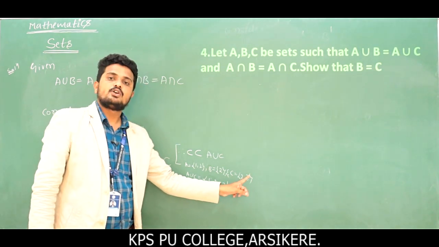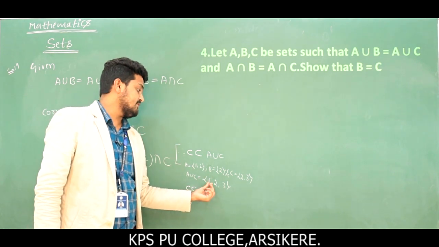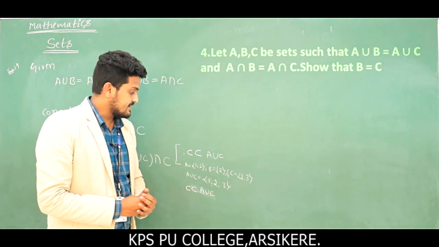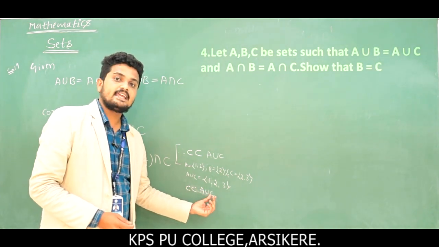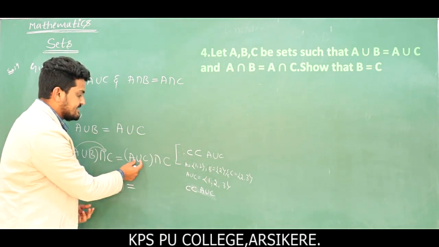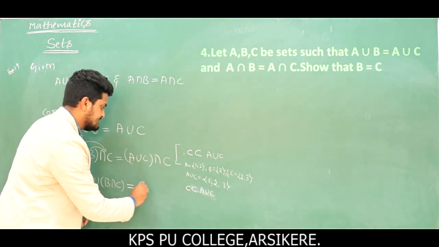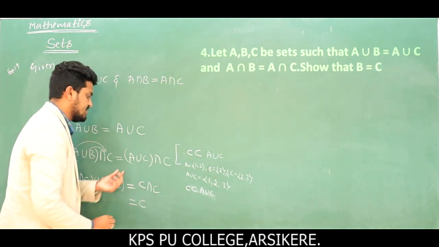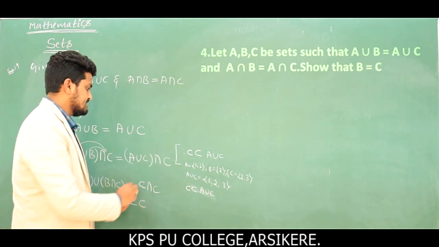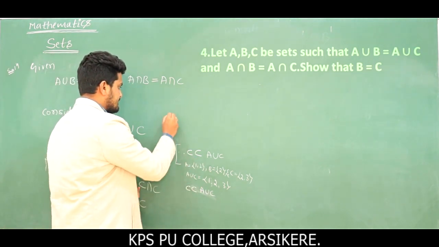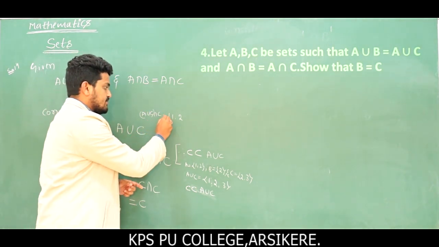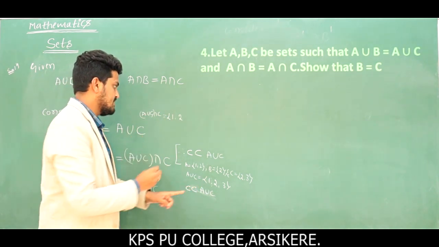What is in C? 2, 3. But what is in A union C? 1, 2, 3. So compared to C, A union C has one more element, right? So C is a proper subset of A union C. So in place of A union C, we can write C intersection C, which is equal to C. You can also solve it directly. What value did we get for A union C?